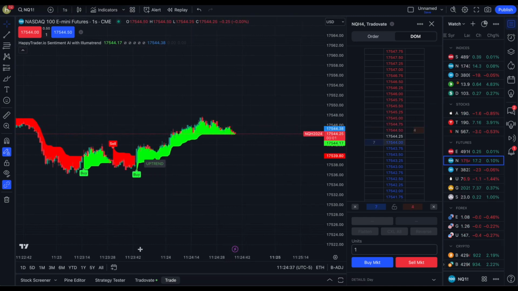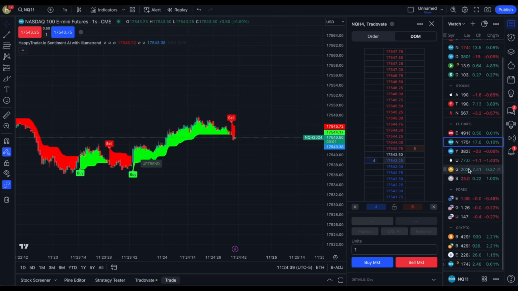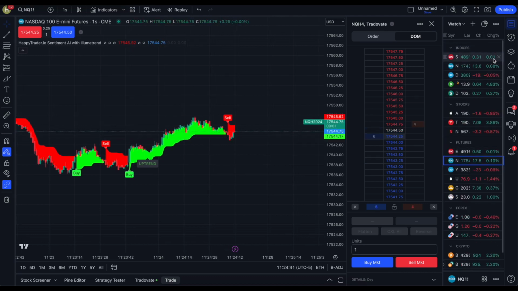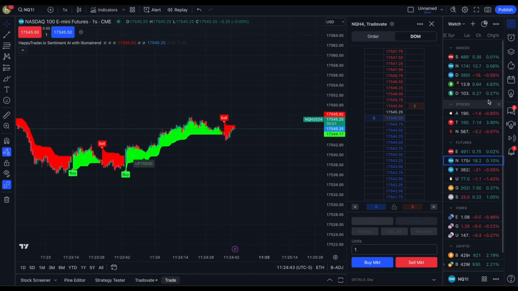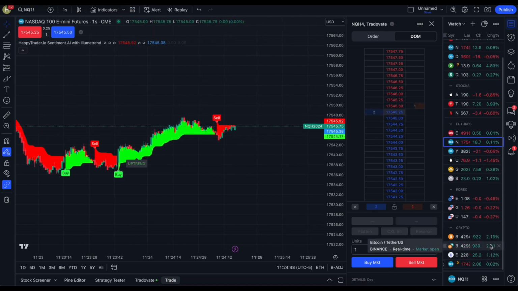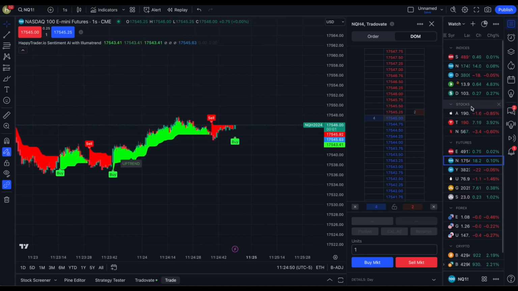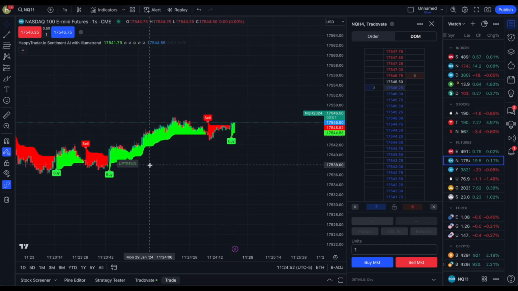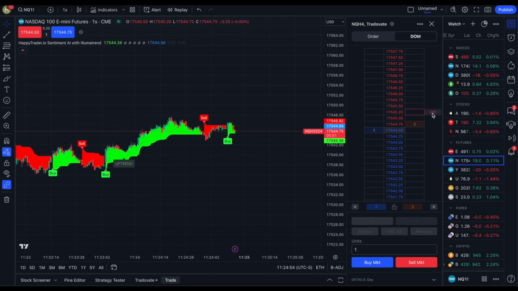We have our DOM up, we're connected with Tradovate as our broker, and we have divergent indexes. The SP and the NAS are up, the Dow's down, but we're still flat for the day. Ultra speculatives look like they're up for the day. Bitcoin, Ethereum, that type of thing. FANG stocks a little bit mixed. So we're going to wait for a signal and see what we can do here.